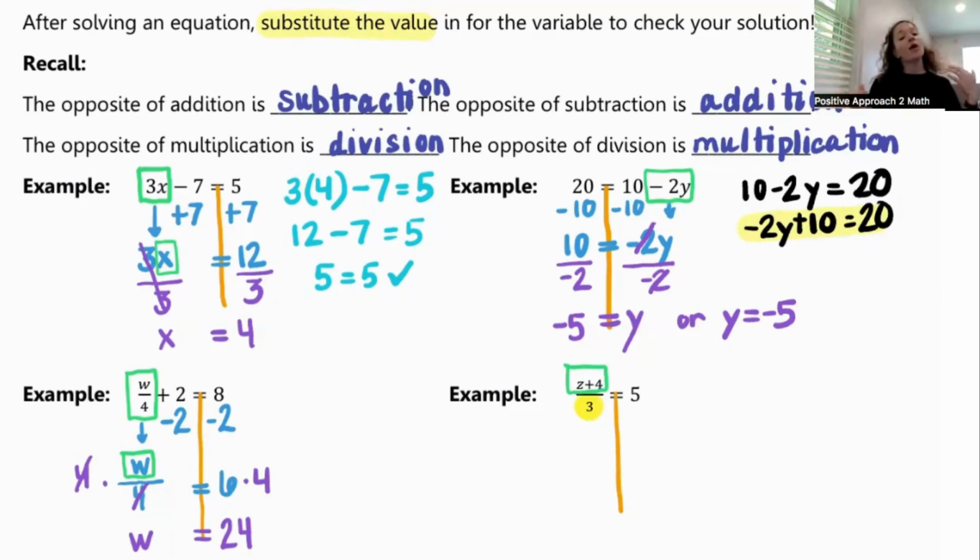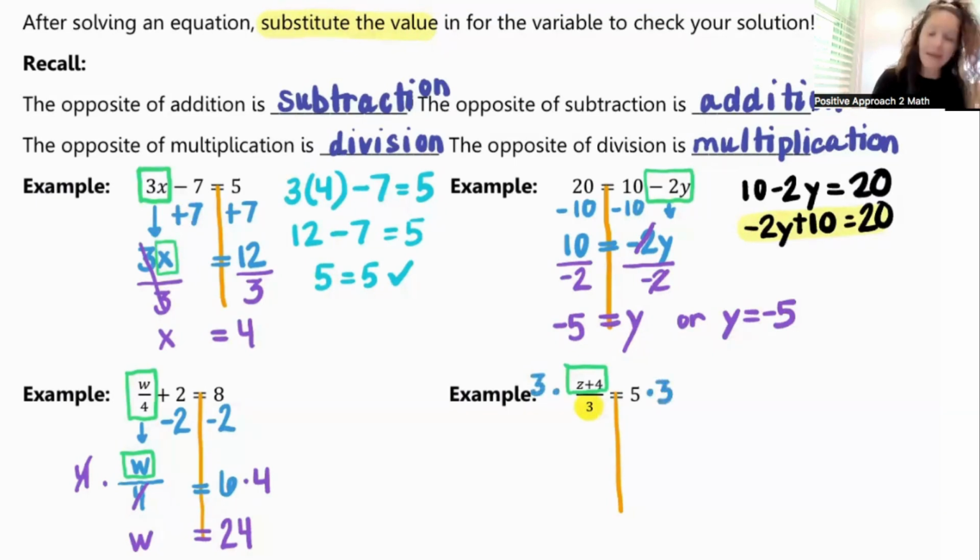So hopefully you recognize the difference between the example we just did, what that fraction looks like. It's a fraction plus a number versus a variable plus a number, all divided by that fraction. So I need to get rid of that division of 3. So I'm going to do that by multiplying by 3.